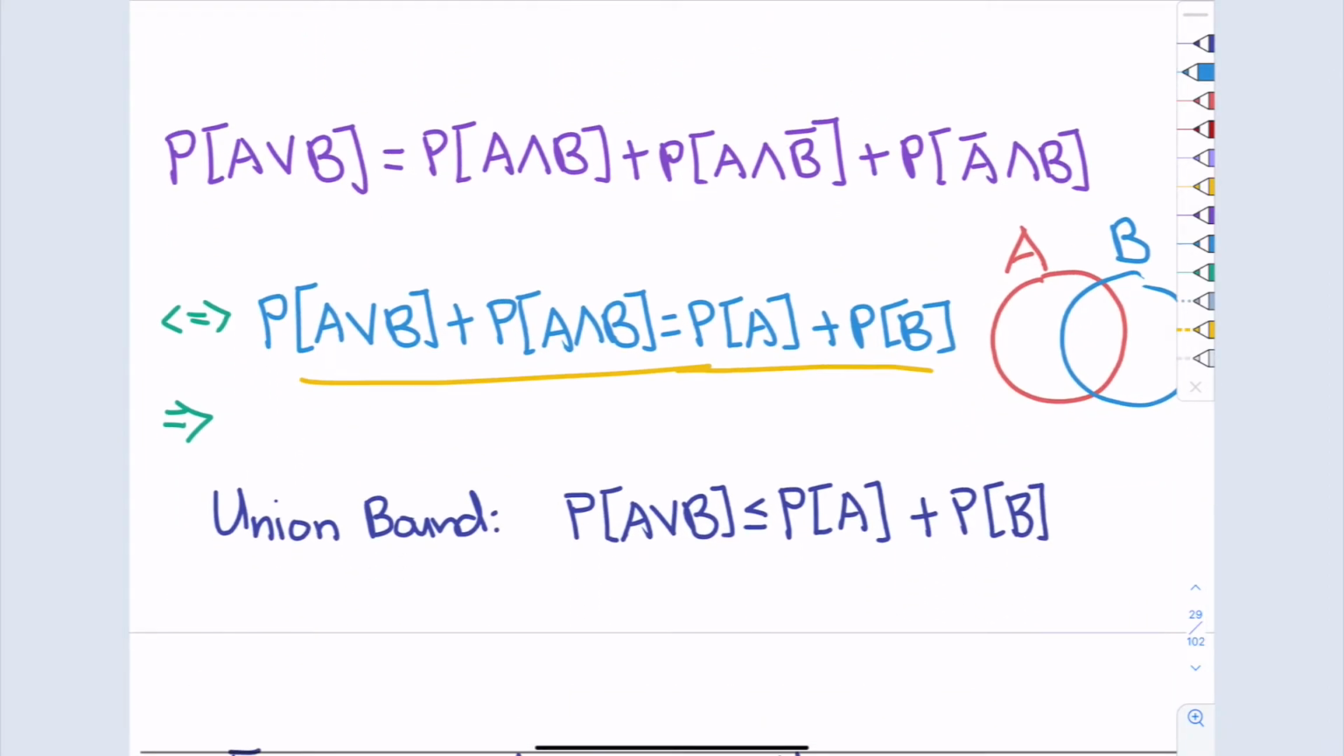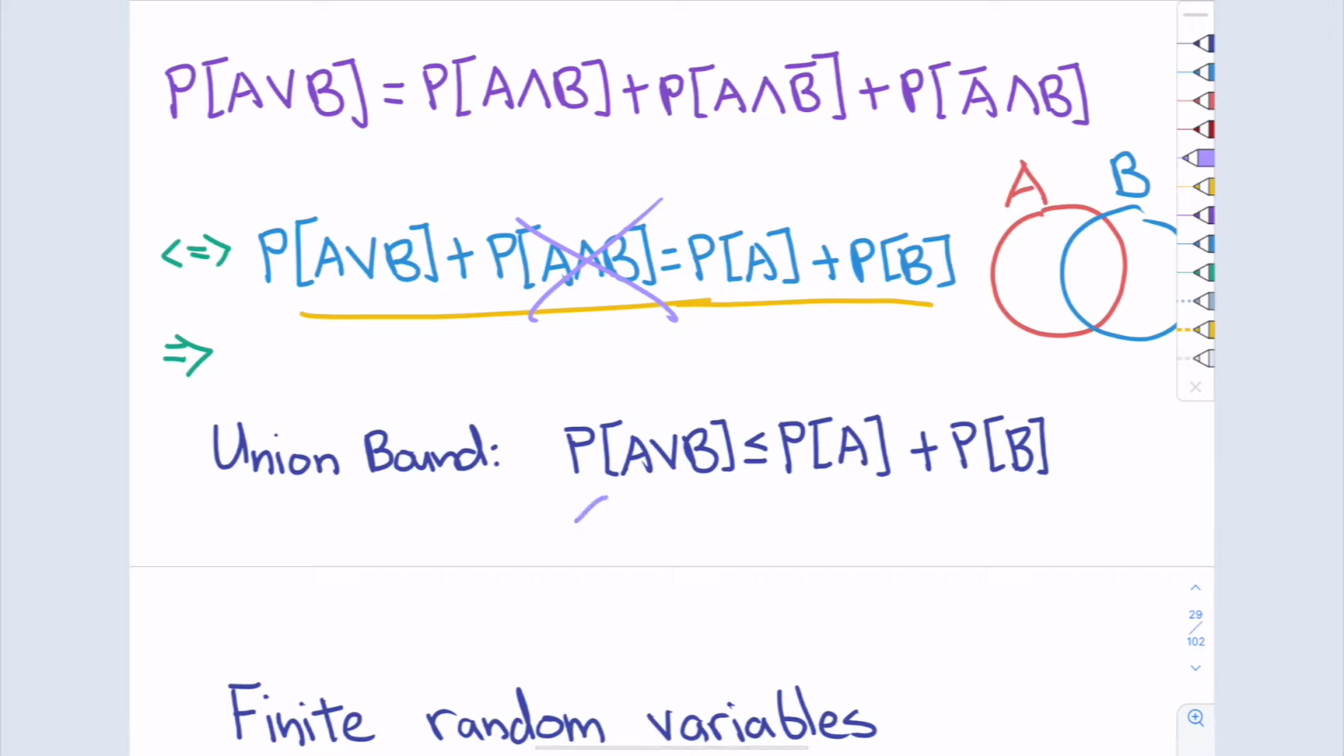But one thing very nice that falls out of this is if I drop this non-negative term, all probabilities are non-negative, we are left with this sort of simpler inequality. The probability of A or B occurring is at most the probability of A plus the probability of B. This is sometimes called the union bound.